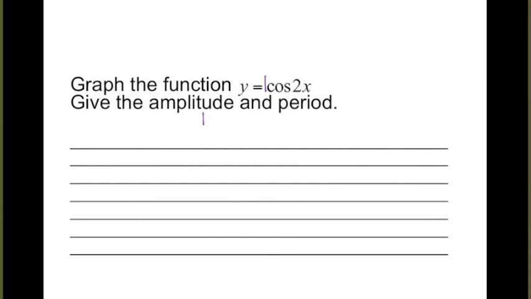The period is 2 pi divided by b, where b is the number that's right in front of x. So what is b? 2. 2 pi divided by 2 is just pi.